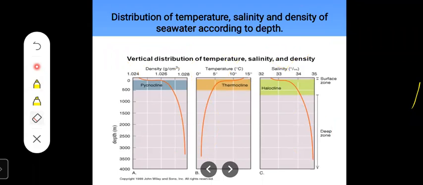Next. Keep it in your mind that below 200-meter depth, there is no change at all. It will remain the same. What will remain the same? Density, temperature, and salinity.